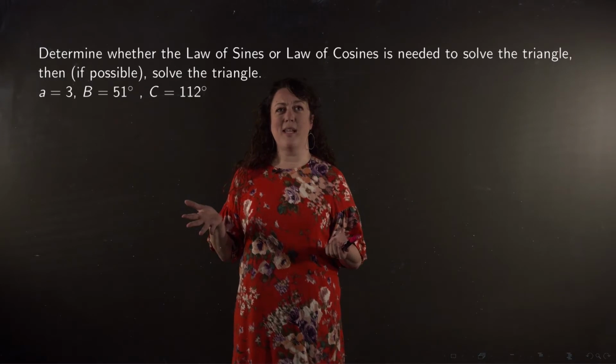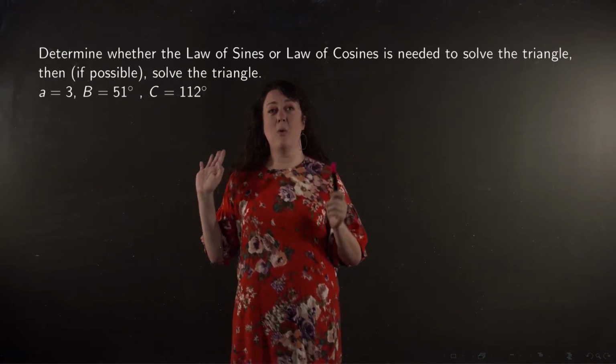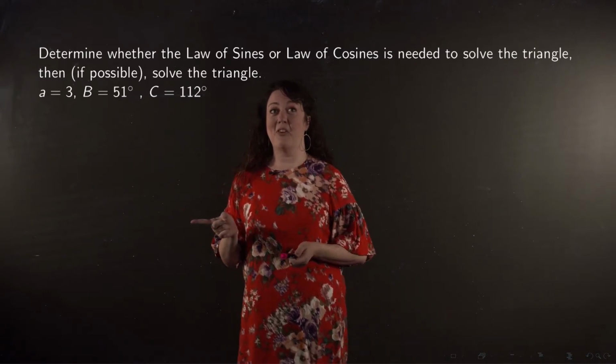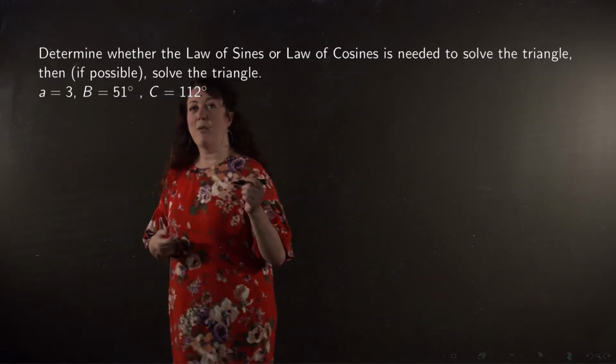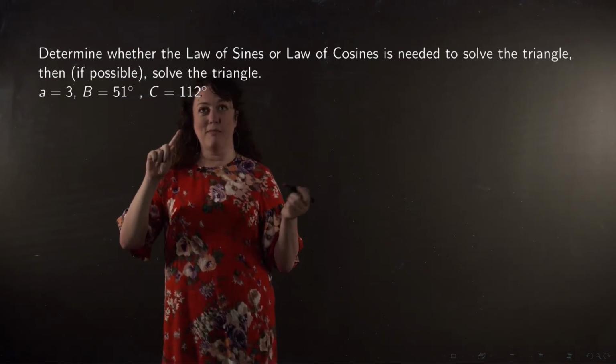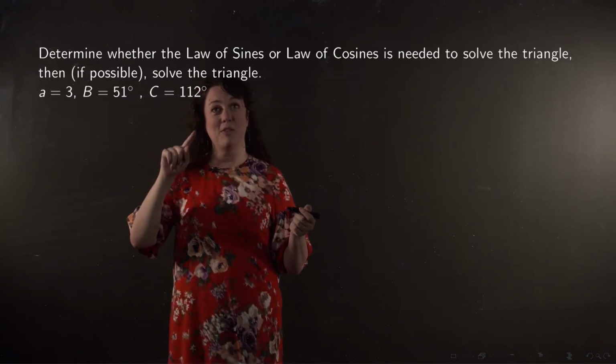What's the easiest one to get? Well, I can't just magically determine what a side length is here, but if I know two of my angles, I can definitely get the third angle. So let's see if we can figure that out. We have little side a, and 112 is the big angle. We have angles 51 degrees and 112.